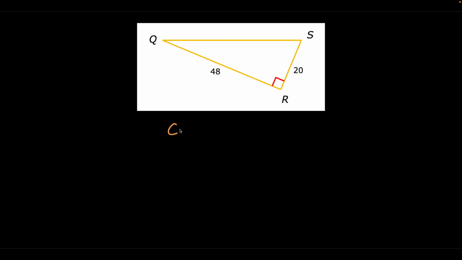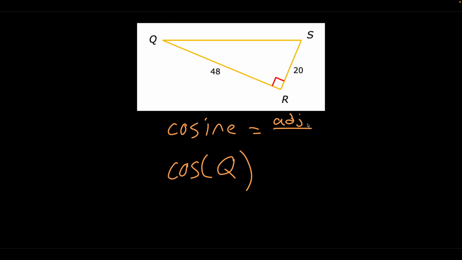Now let's talk about the cosine. Cosine is generally abbreviated COS. And again, let's pick a letter here. I guess we'll go from Q's perspective. So the cosine of Q. The definition of cosine is the adjacent side over the hypotenuse. So from Q, this is the opposite, this is the adjacent, this is the hypotenuse.